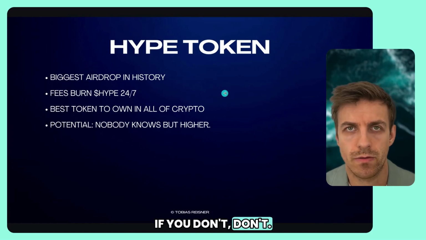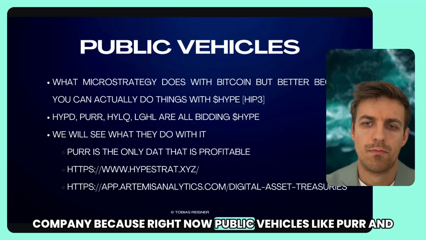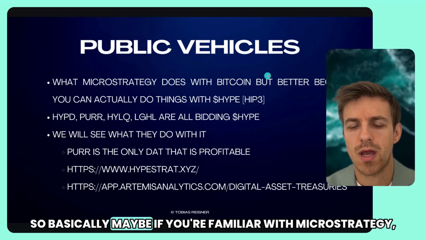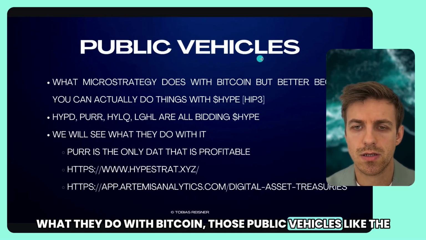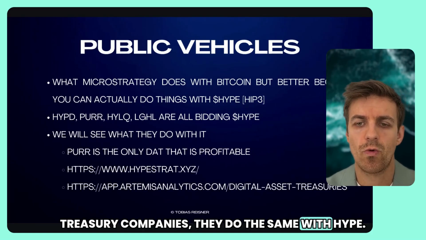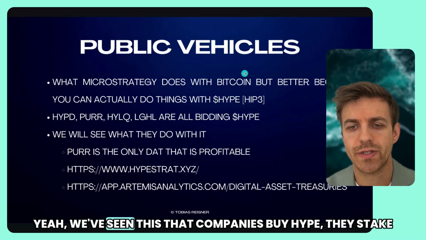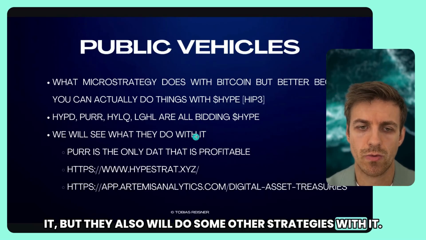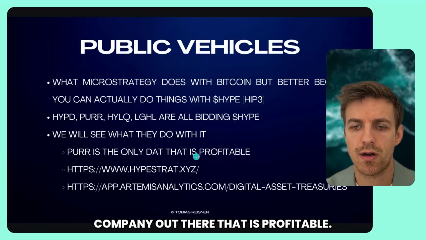If you don't, don't. But if you buy HYPE, you should know that you are in good company because right now public vehicles like Purr and Hyperion and others are actively buying HYPE. So basically, if you're familiar with MicroStrategy and what they do with Bitcoin, those public vehicles, like the treasury companies, do the same with HYPE. But the beauty of HYPE is that you actually can do something with it. We have seen that companies buy HYPE, they stake it, but they also do some other strategies with it. And right now, Purr is the only digital asset treasury company out there that is profitable.